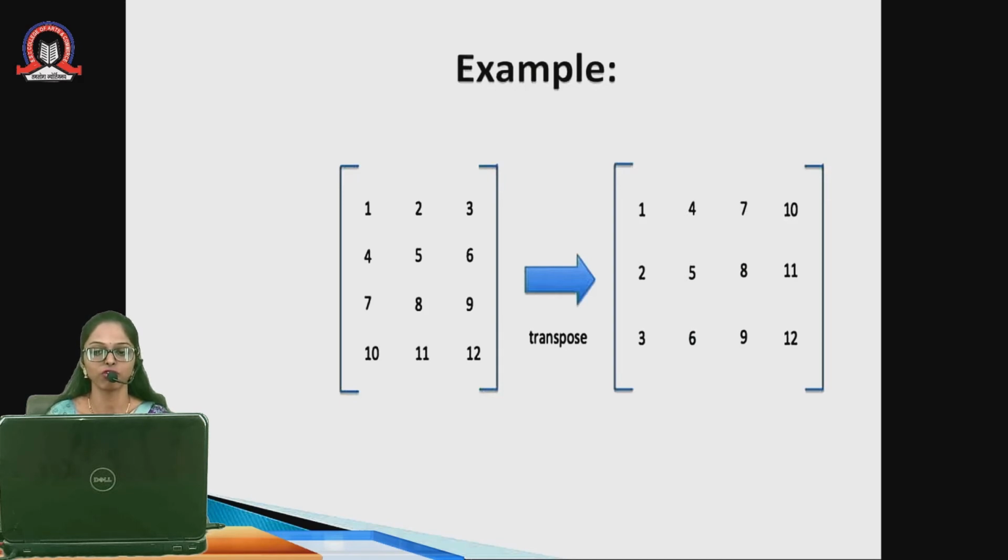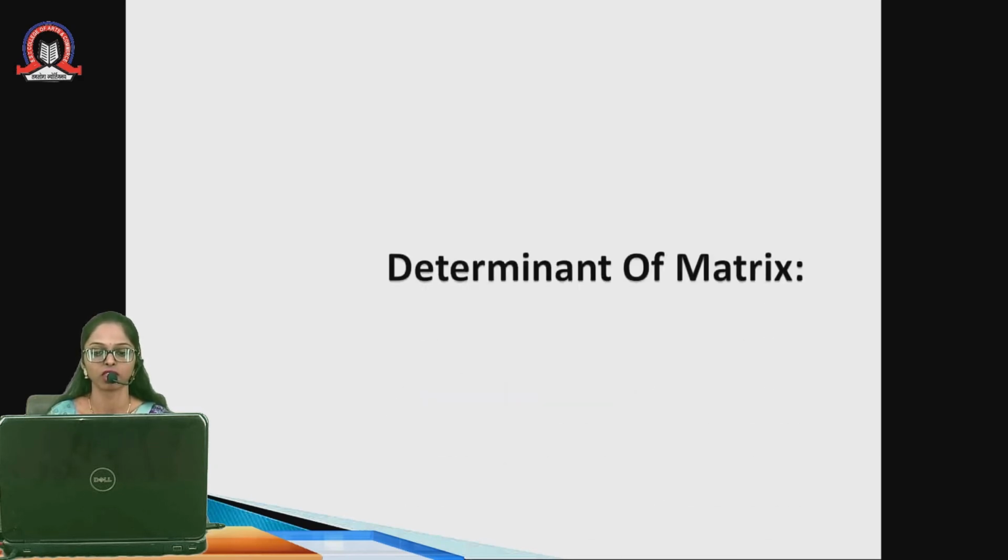Second row is 4 5 6, it is converted into a column, it is 4 5 and 6. Next row is 7 8 9 and it is converted column-wise, 7 8 9. And the last one is 10 11 and 12, it is converted into a column.